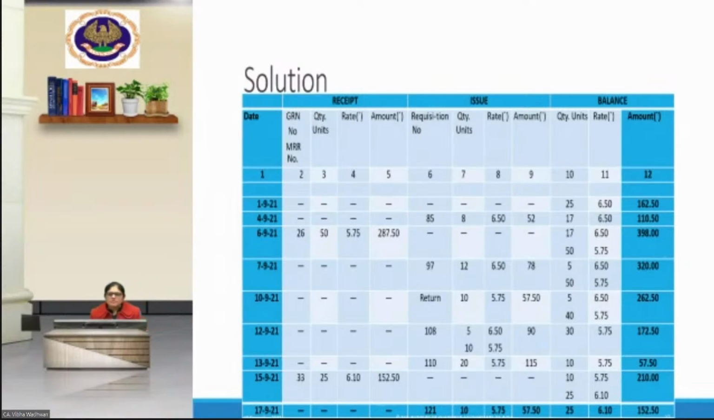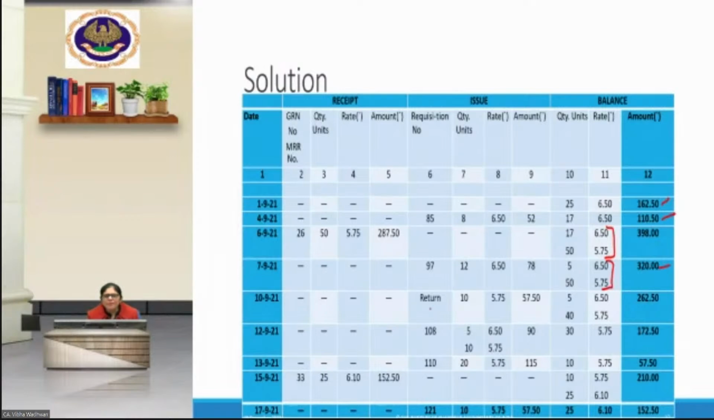Okay, so see, this was the solution which I was explaining. So this was the balance. This was the issue. FIFO method we are following, right? So this was the new purchase. So this was the quantity that was left. Then it was issued. So this is left again.